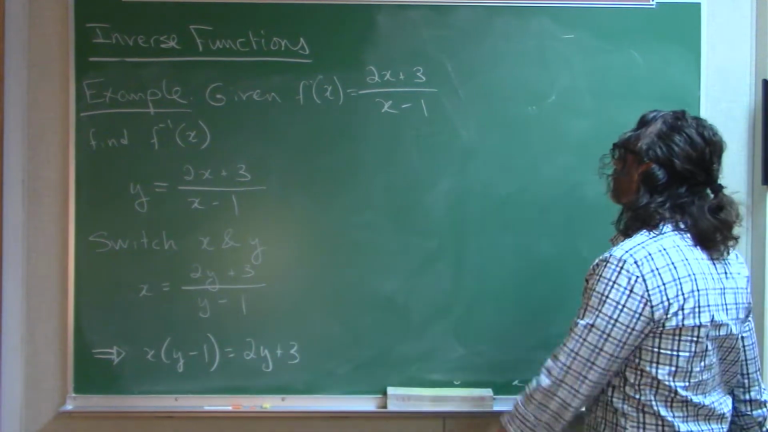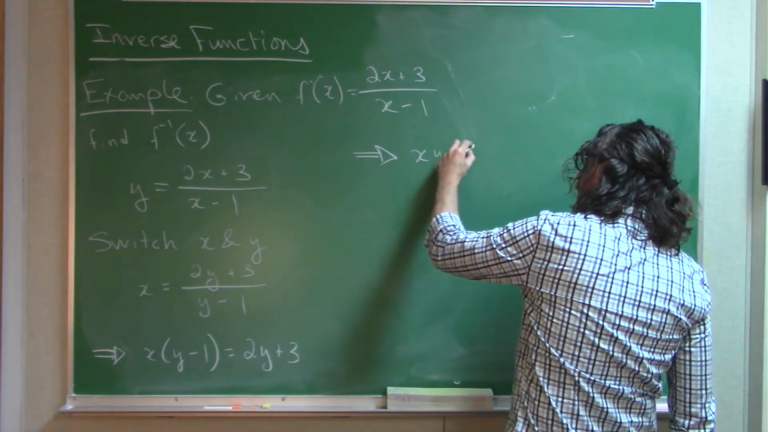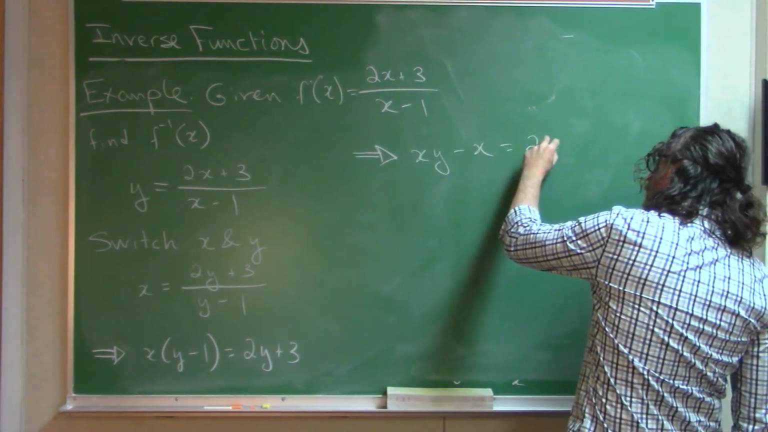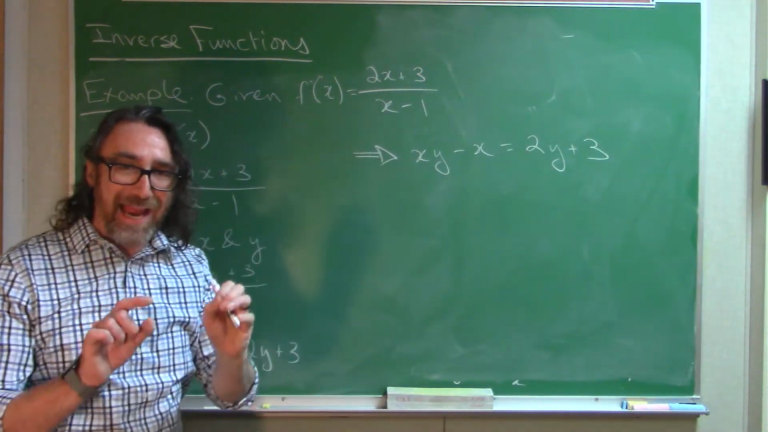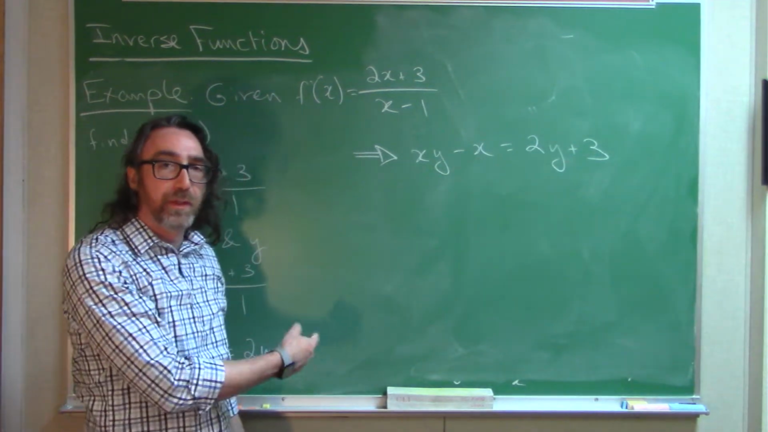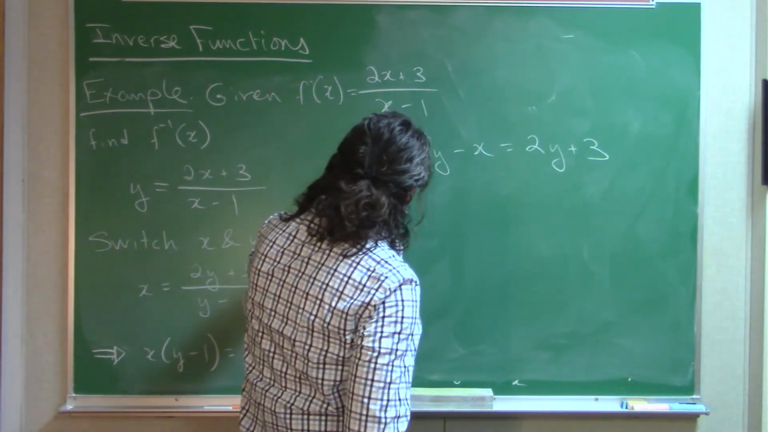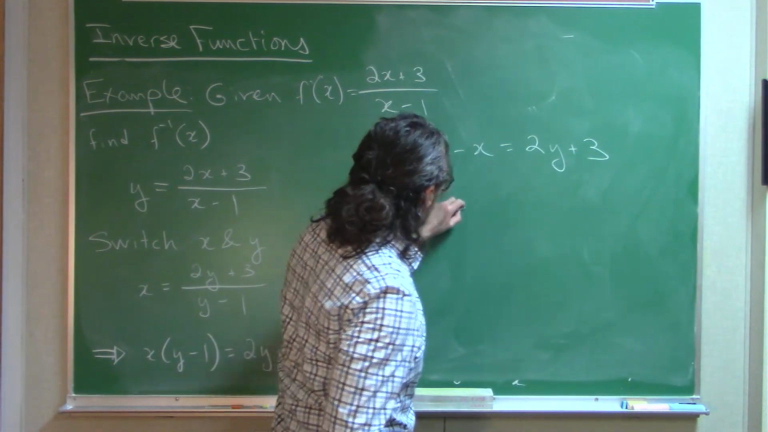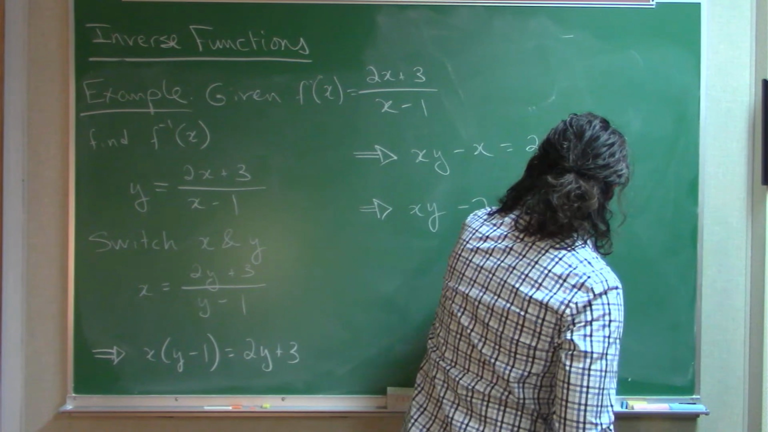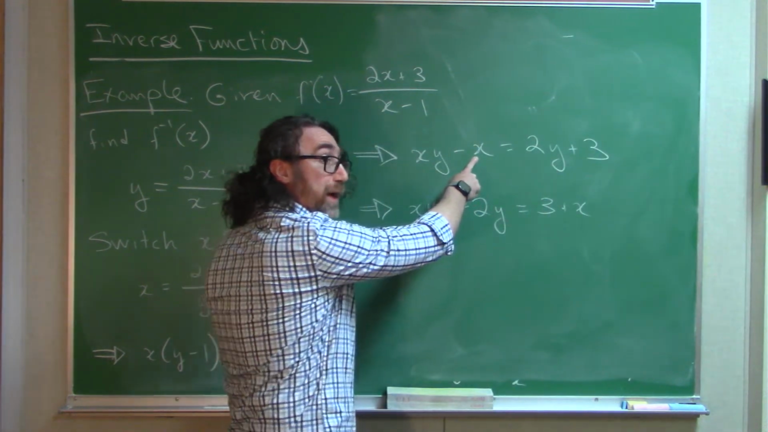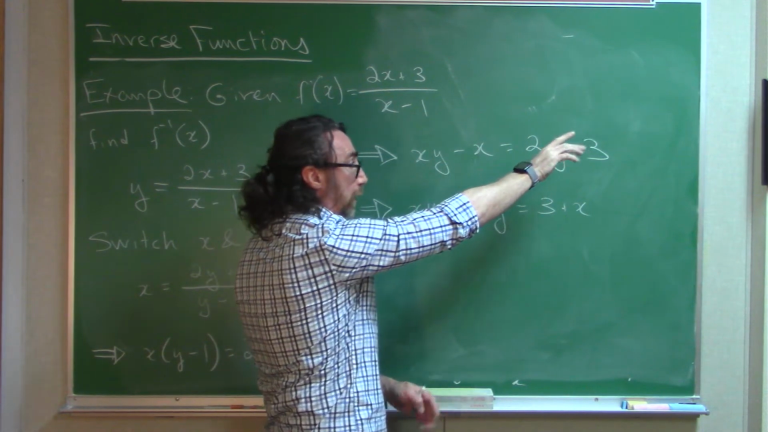Okay, so we're getting this. Now, if that equation is true, that must mean that xy minus x equals 2y plus 3. Now, every term that has y, I want that on the left. If you don't have y, you're going over to the right. So what I need to do is this. This does not have a y. We're solving for y. No y here, so get away. Go over to the other side.